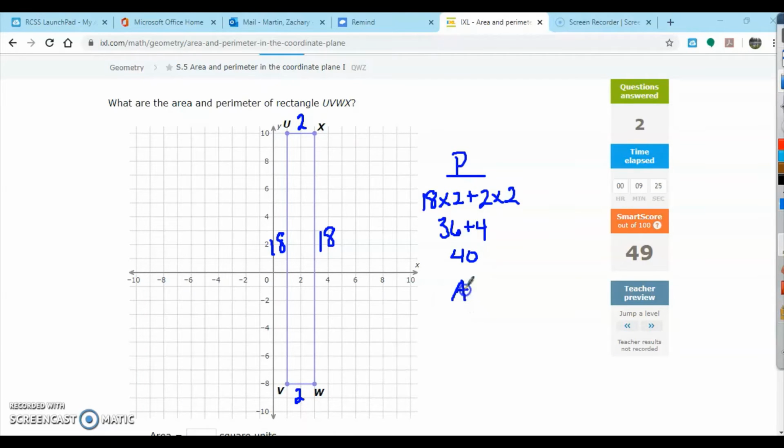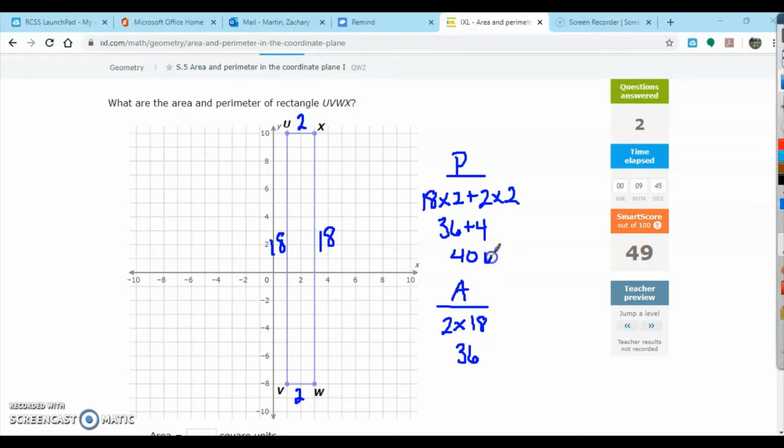Area on the other hand is length times width, right? Length times width, okay? Maybe base times height, depending on how you want to think about that. But area, length times width, 2 times 18. So 2 times 18. The area is 36. And now we need to be specific here.